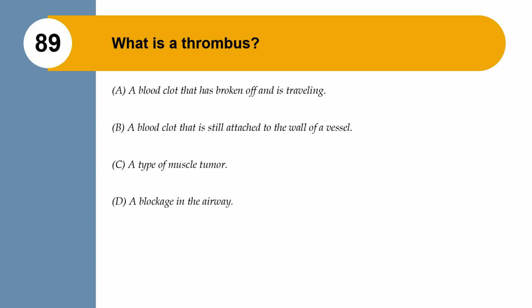Option B, a blood clot that is still attached to the wall of a vessel. Option C, a type of muscle tumor. Option D, a blockage in the airway.